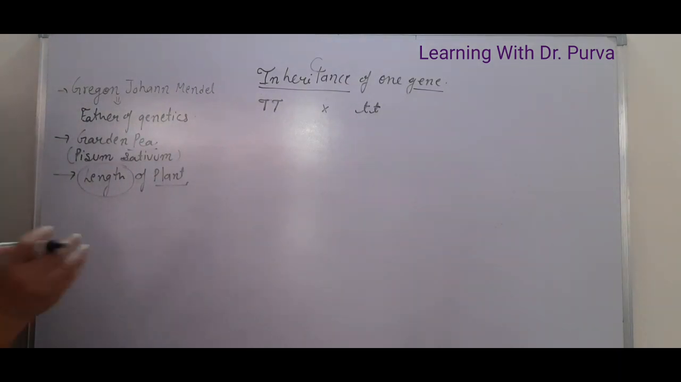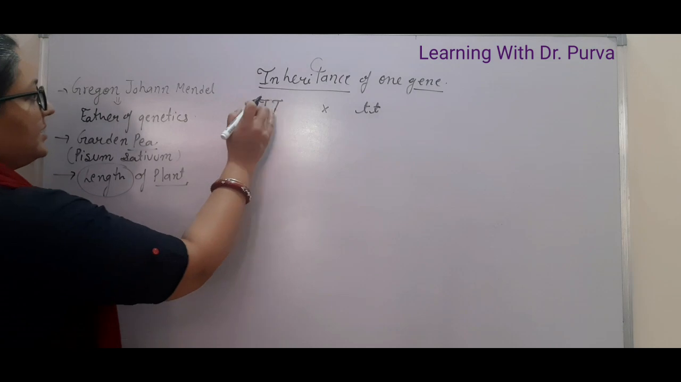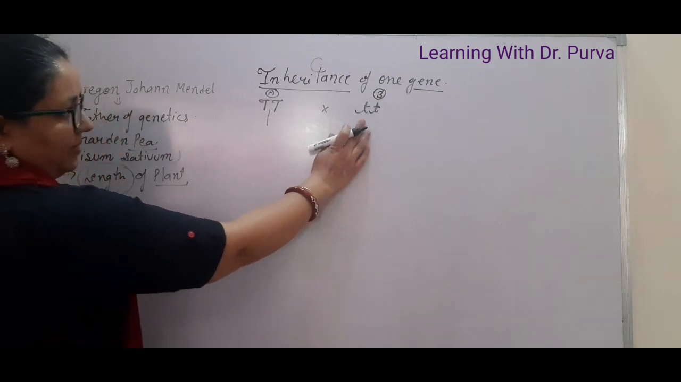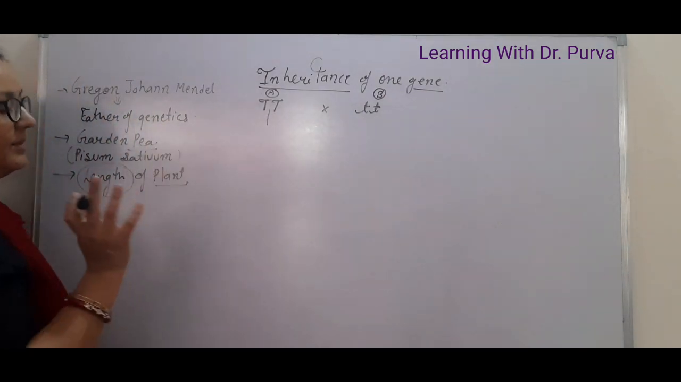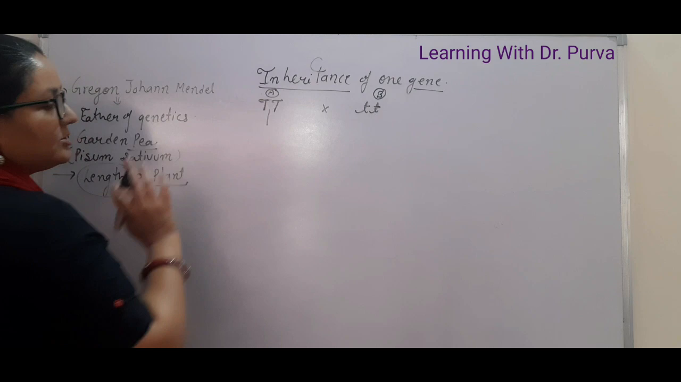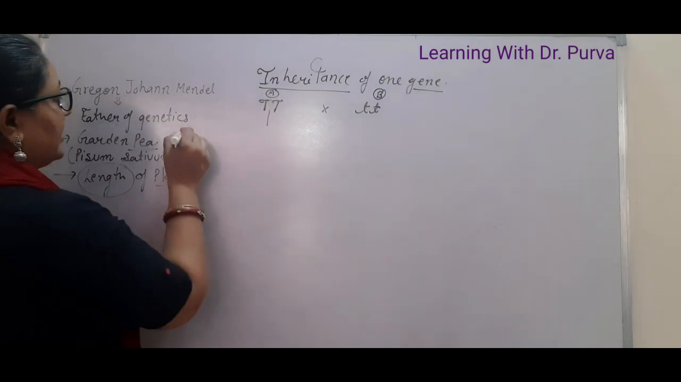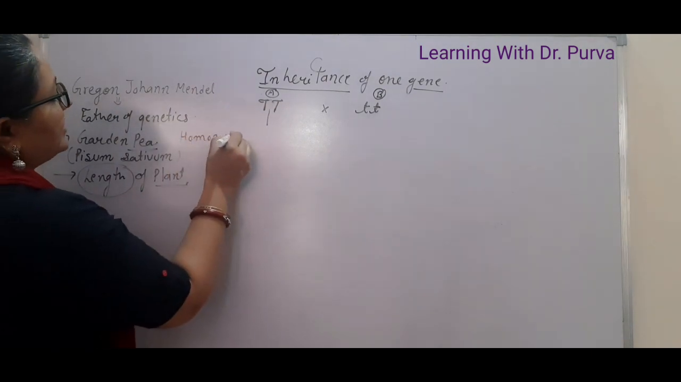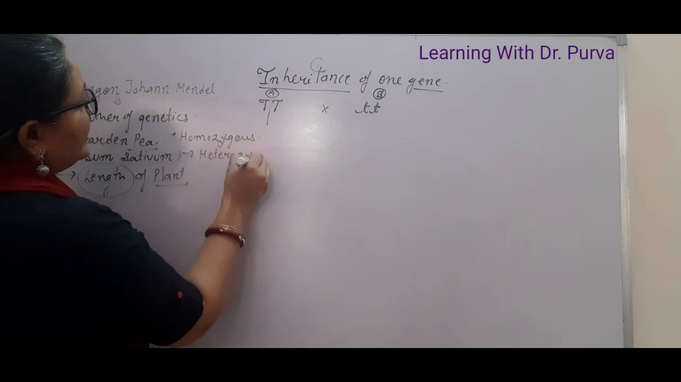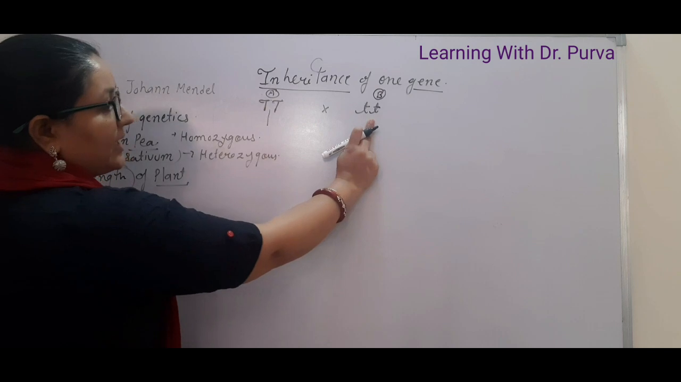First, there will be segregation of the alleles. Each parent has 2 alleles. Suppose this is parent A and this is parent B. They both have the same alleles: capital T and capital T for one, and small t and small t for the other. When the same type of alleles are present, we call it homozygous. And when different types of alleles are present, we call it heterozygous. So here we have a homozygous tall parent and a homozygous dwarf parent.